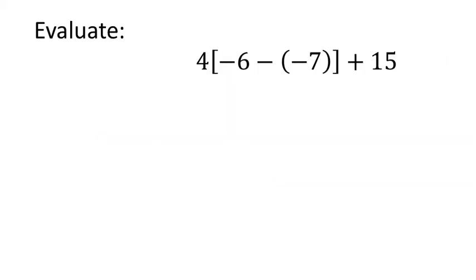So here's an order of operations problem for us, and we have a set of parentheses right here. So I'm just going to focus on that set of parentheses. It's negative 6 minus negative 7. So I'm going to use keep change on this, meaning I'm going to keep the negative 6, change the operation from subtraction to addition, and then negative 7 changes into positive 7.